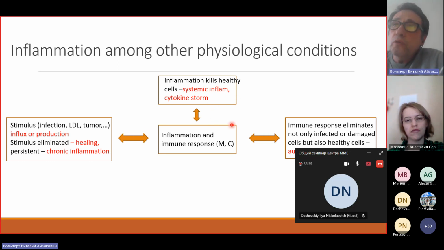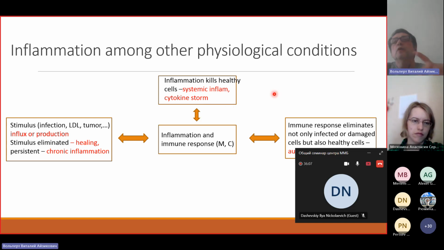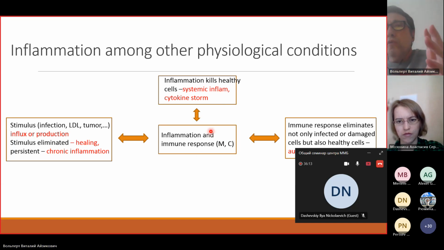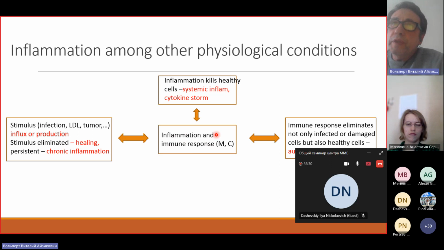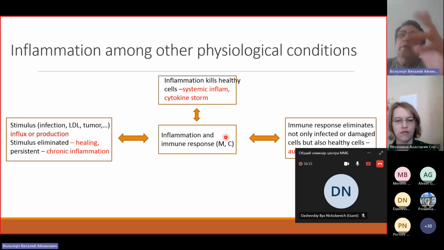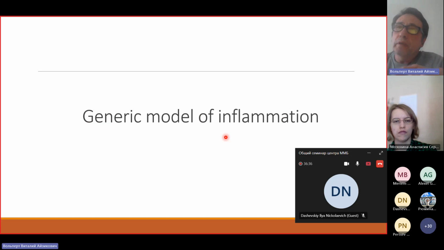And you see all these arrows I showed here, there are two sides, so all these effects are in both directions. So we see already that we have this quite complex relation of inflammation and immune response with many other physiological processes. This scheme is not yet finished. I will continue it, but right now I will discuss in a little more detail this central part of our scheme about inflammation and immune response from the point of view of this generic model of inflammation.